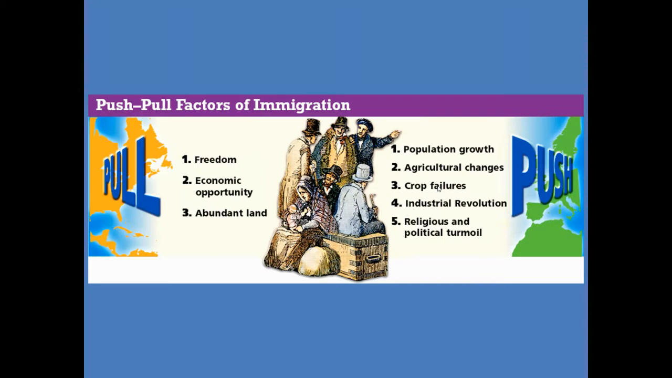We see that today. Also, there was a phenomenon called the Irish potato famine. The average European male ate 15 potatoes a day. Potatoes came from the Incan civilizations in the Americas. And due to a parasite, it was literally impossible to grow potatoes in Europe for a long time. And this caused all kinds of problems, especially disease and famine. So a lot of people were coming because of these changes and crop failures, coupled with the Industrial Revolution. And you also see religious and political turmoil.